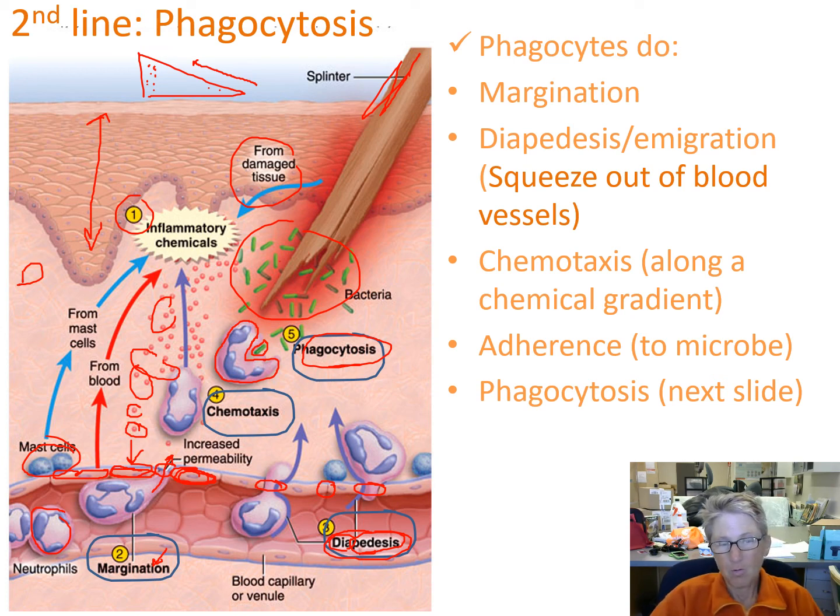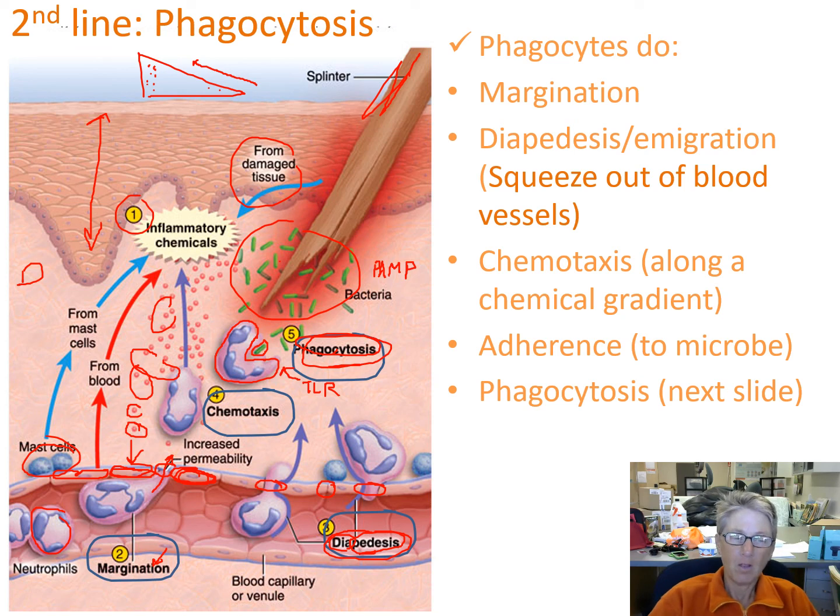And then the neutrophils recognize the bacteria. They recognize the PAMPs, or pathogen-associated molecular patterns, on the bacteria with the neutrophil's Toll-like receptor. And then when the recognition occurs between the neutrophil and the bacteria, the neutrophil can do phagocytosis. So it can chew up the bacteria and destroy it.